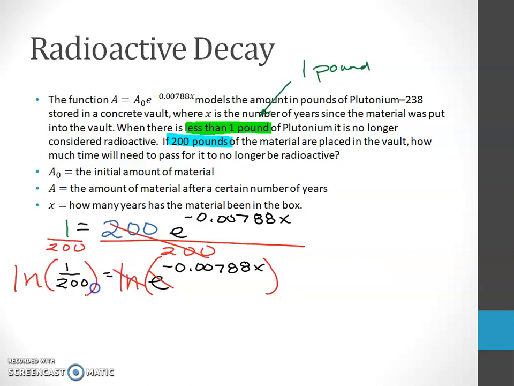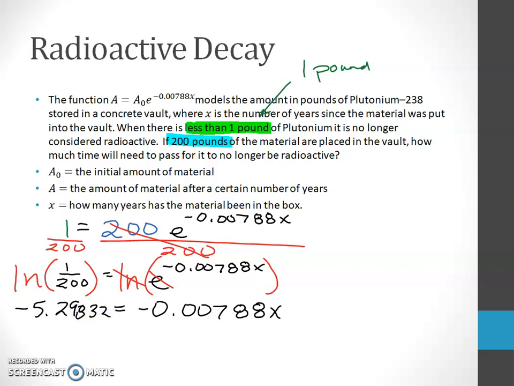I've got to do the same thing on this side as well. So while my ln and e have canceled, I'm left with 0.00788x. I need to figure out what is ln of 1 over 200. That gives me a negative 5.29832.